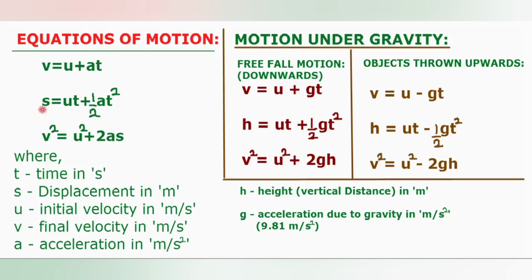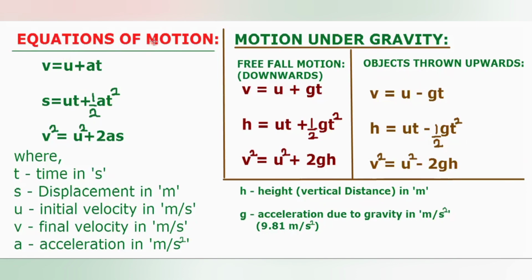Same, the linear distance will be replaced with a height or vertical distance h. So then the equations will be v equal u minus gt, h equal ut minus half gt square, v square equal u square minus 2gh. Okay. So these are all the important equations which we will use in the numericals.